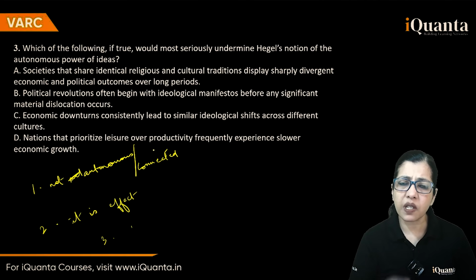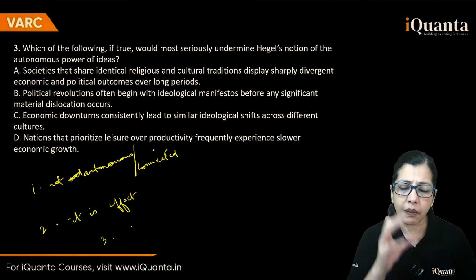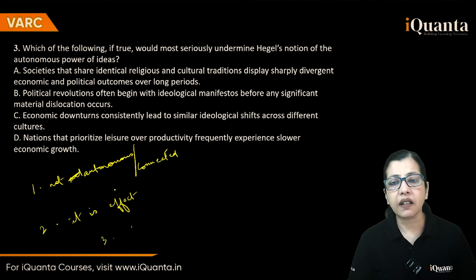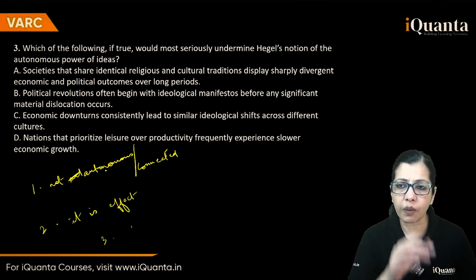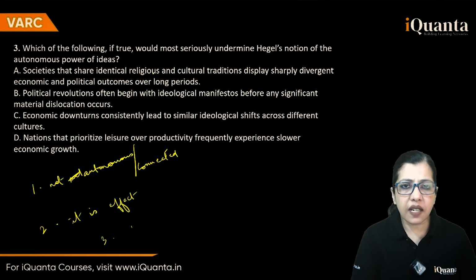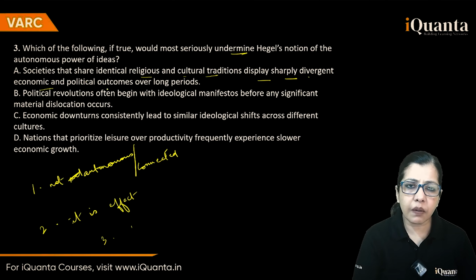Let's go over to the options and start eliminating now. It is clear how we have to weaken, okay? So let's check the options once. Societies that share... we have to weaken, right? Societies that share identical religious and cultural traditions display sharply divergent economic and political outcomes over long periods.